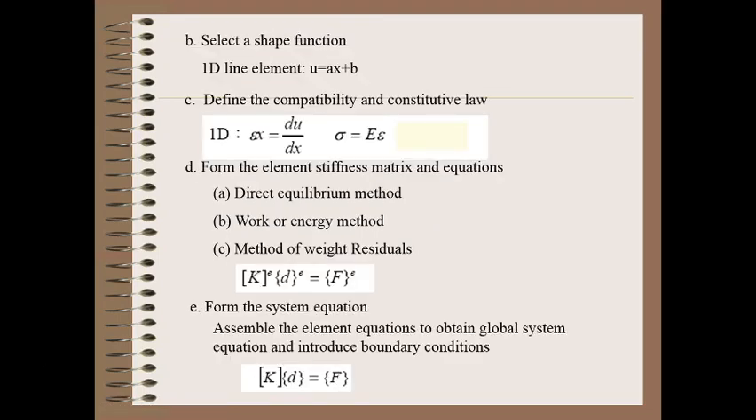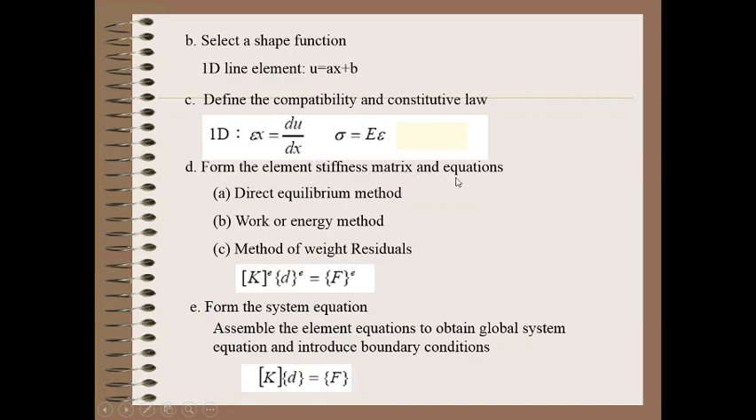Then the second step is to select a shape function. The shape function is very important in solving finite element method problems. In a one dimensional element, we can take the shape function as u equals ax plus b. We also want to know the compatibility and the constitutive law. It's a basic one: the stress is equal to Young's modulus times strain for a one dimensional element, and the strain epsilon x is equal to du by dx.